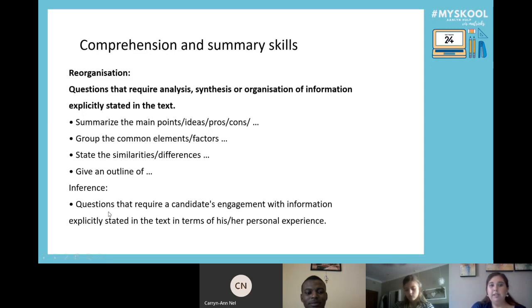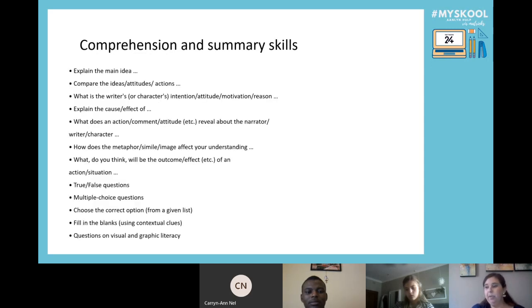Okay, people, then inference. That's the next kind of question. When you infer something, you understand it without it having been stated explicitly. Okay. Questions that require a candidate's engagement with information explicitly stated in the text in terms of his or her personal experience. Okay. What do you infer when I say, yo, you must study very hard for this test? What can you infer about the test? That it's going to be a difficult test. Difficult, exactly. Or if I say to you, perhaps you should brush your teeth more often. What am I implying?